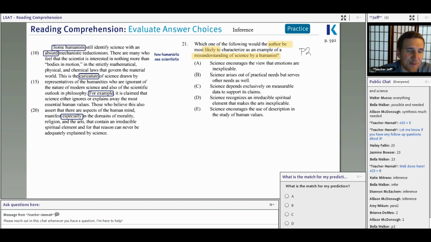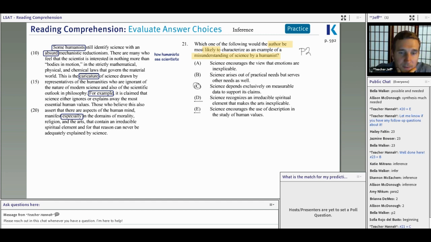I'm going to go ahead and reveal your votes. We have 84.2% of you in the right answer, C. Good stuff there. Where should you be researching, though, to solve this? Not just anywhere in paragraph 2. Sophia, the opening part, exactly. You want to be researching in the area where we have absurd, caricature, and ignorant, right? We've got the absurd mechanistic reductionism. This is a caricature of science drawn by representing the humanities who are ignorant of the nature of modern science.